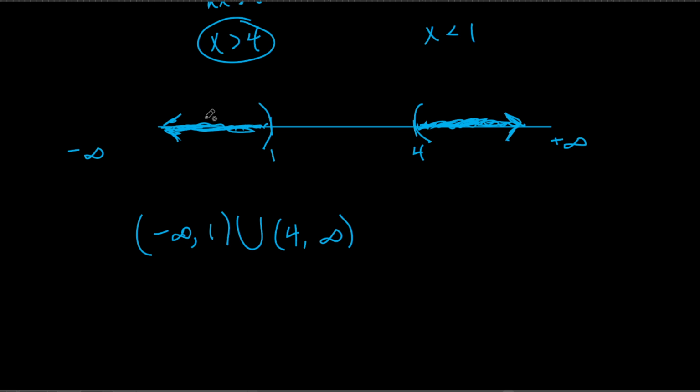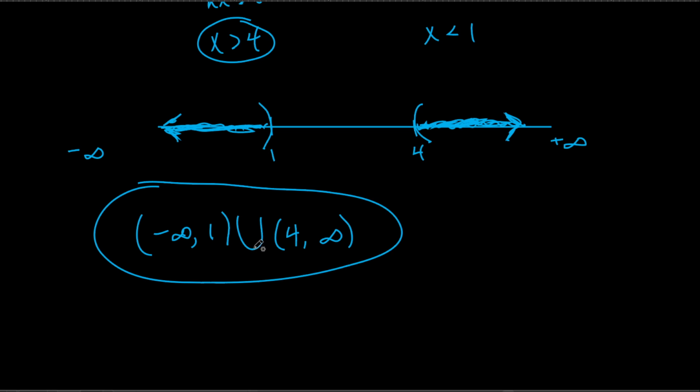So you could have your answer going this way, or you could have your answer going this way. That is how they want you to write the answer. They put a big U between the two interval notations, and that's how they want you to write the answer. And there's your graph. We already did the graph, but that's how you write your graph in interval notation. And that's how you do it.